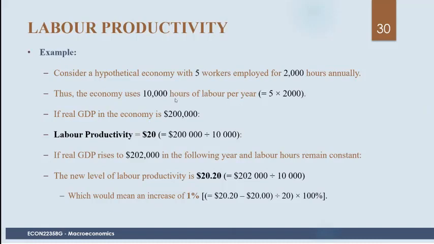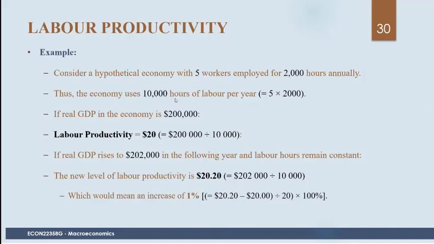We have a hypothetical economy with 5 workers employed for 2,000 hours annually. So the economy obviously uses 10,000 hours of labor, 5 times 2,000. If the real GDP in the economy is $200,000, then labor productivity is obtained by taking 200,000 and dividing it by 10,000.